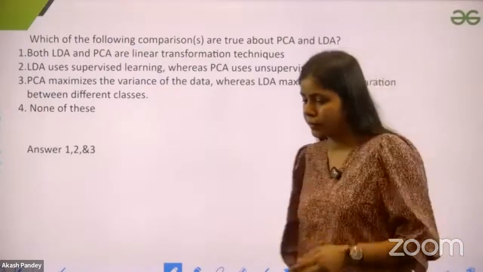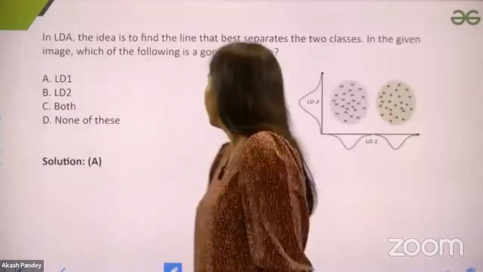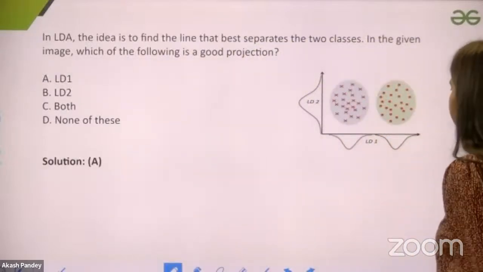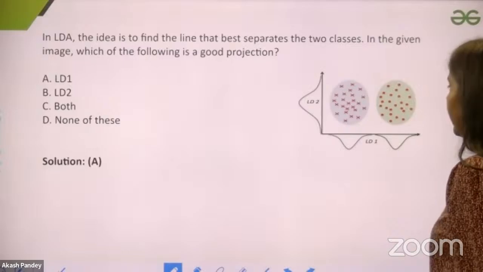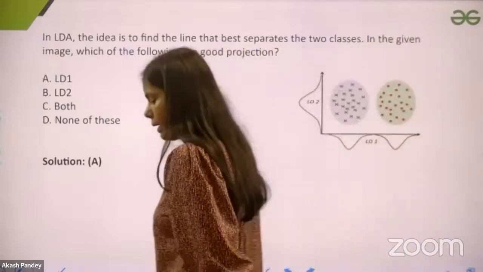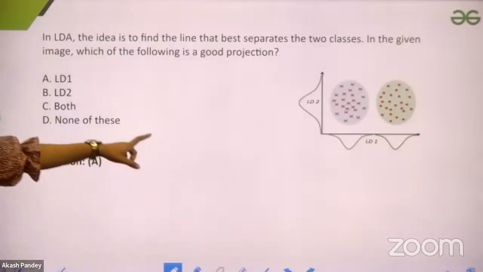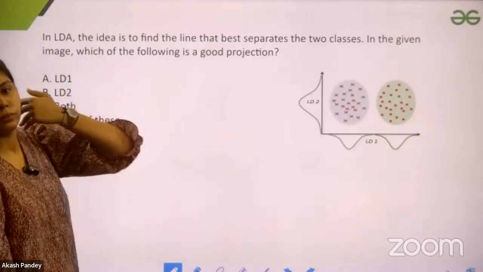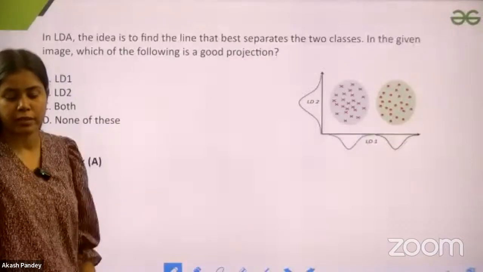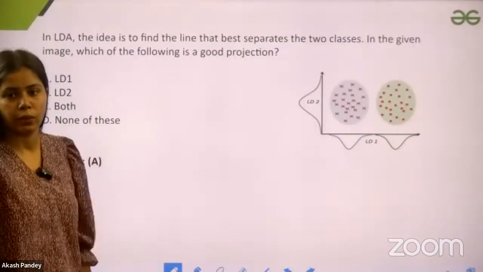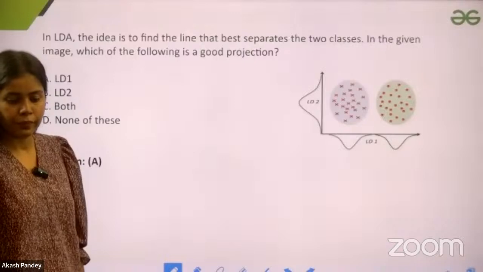Okay, let's move forward to the next question. In LDA, the idea is to find the line that separates both the classes in the given image. Which of the following is a good projection, guys? We have been given the diagram: LD1 is a good projection, or LD2, in which direction will I project the points? Again, in LDA as well, we have to project the points perpendicularly. Let me know.